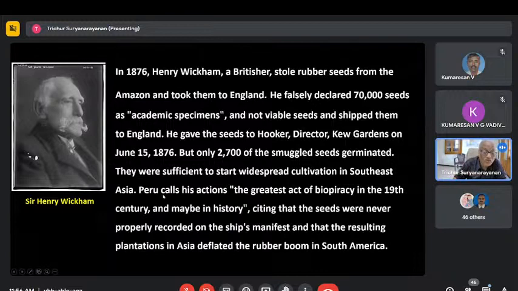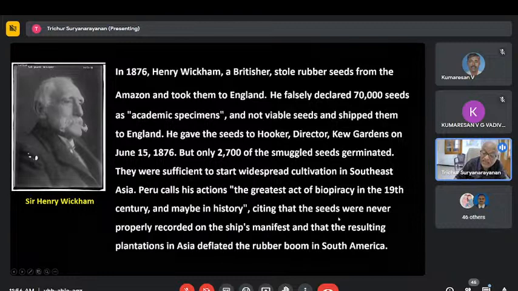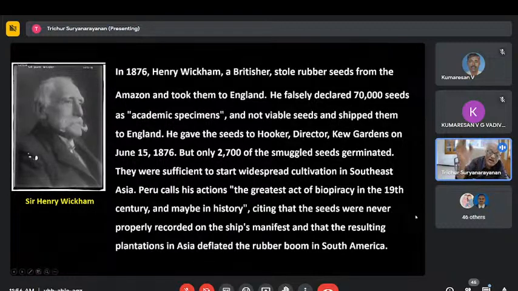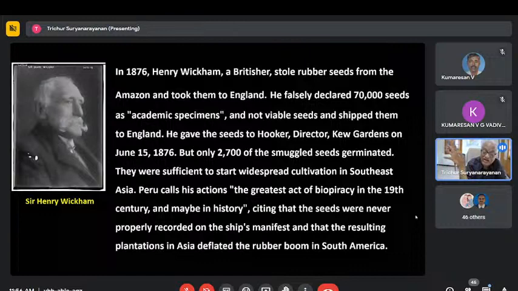The country Peru calls the action of Henry Wickham the greatest act of biopiracy in the 19th century, and maybe the greatest act of biopiracy in history, citing that the seeds were never properly recorded on the ship's manifest, and that the resulting plantation in Asia completely deflated the rubber boom in South America. South America's rubber monopoly was destroyed.